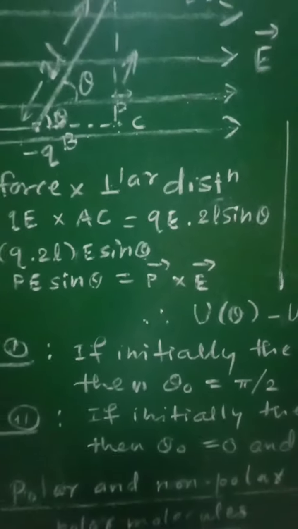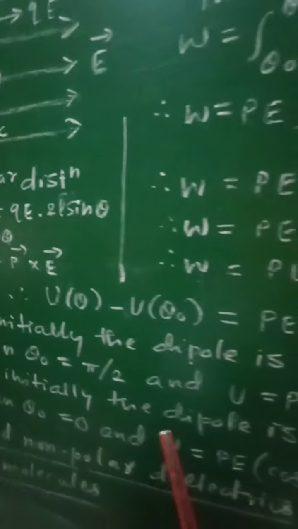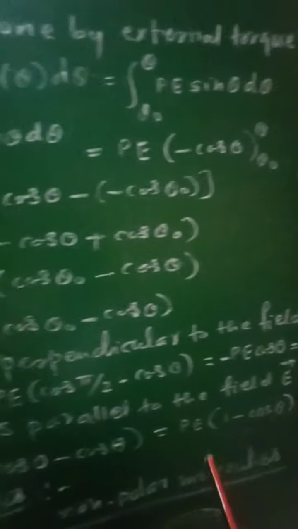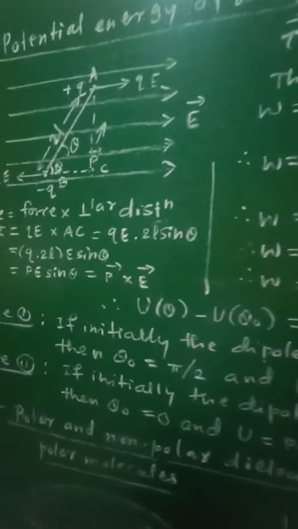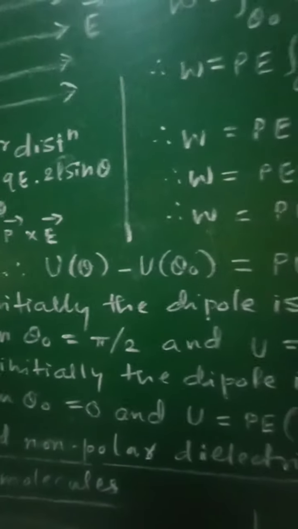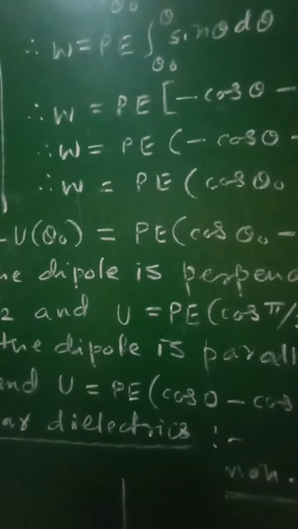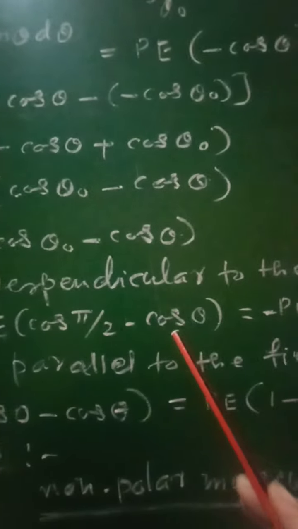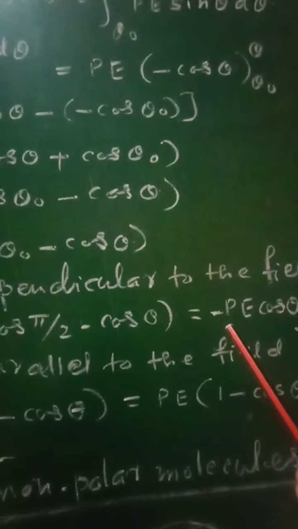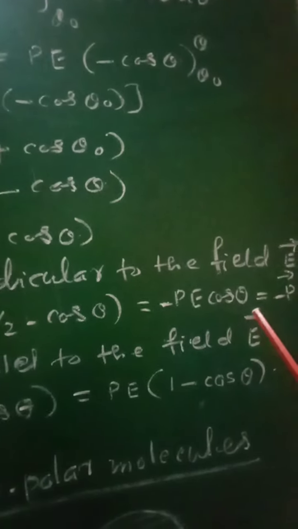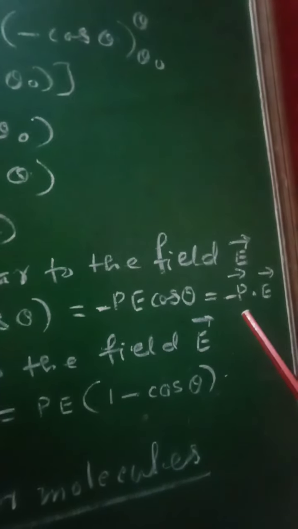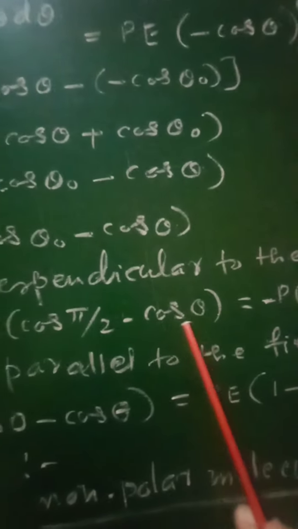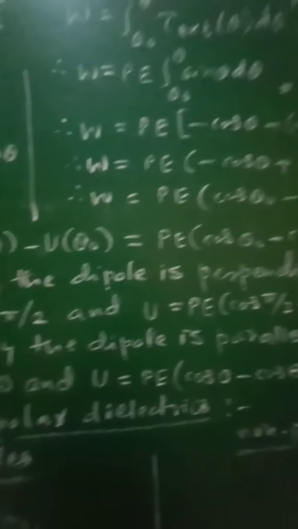So in the first case, if initially the dipole is perpendicular to the direction of electric field, then the initial angle theta 0 will be equal to pi by 2, and hence potential energy U equals PE into (cos pi by 2 minus cos theta), that will be equal to minus PE cos theta, that is equal to minus P dot vector E. In this case, cos pi by 2 is equal to 0, that's why we get this relation.